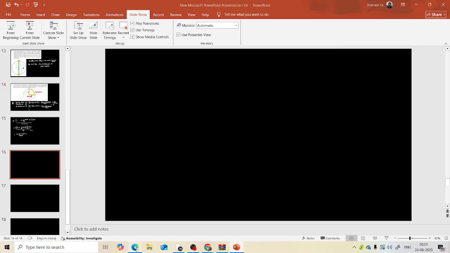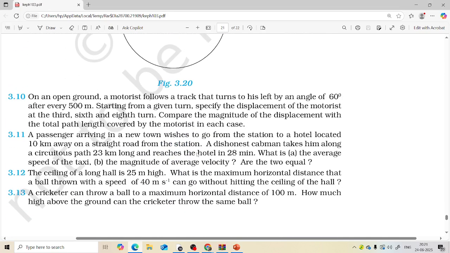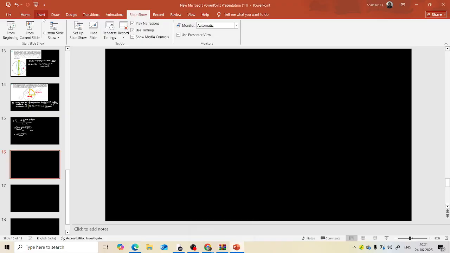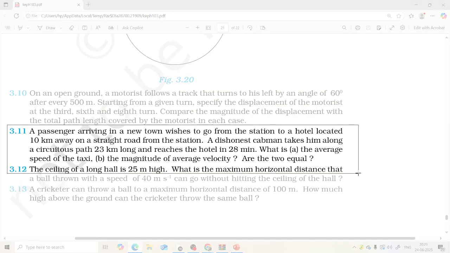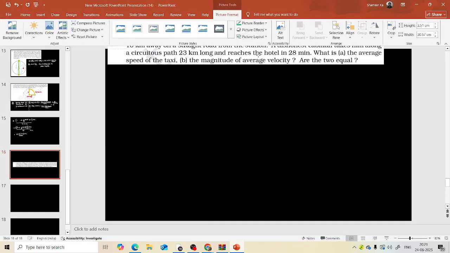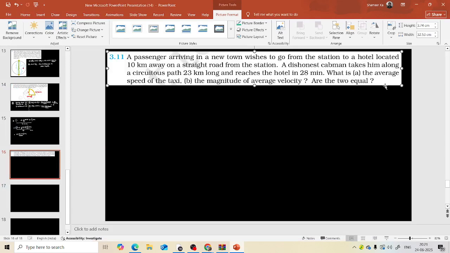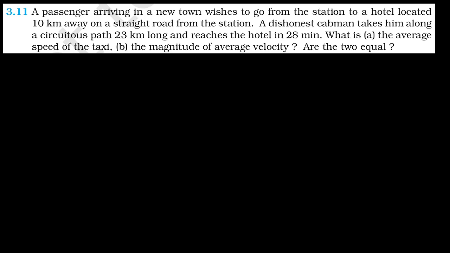The next one I am discussing is selected. Most of the questions are very simple. I am discussing the selected ones. 3.11 I am discussing. 3.10 you can try, don't worry about that. These questions are based on average velocity, average speed, like that.